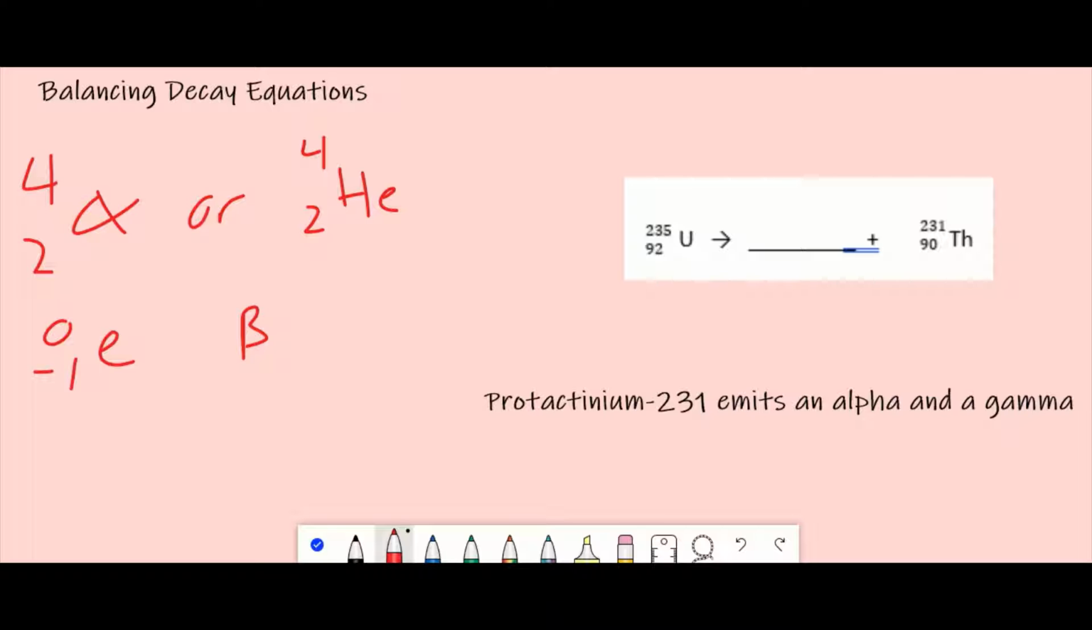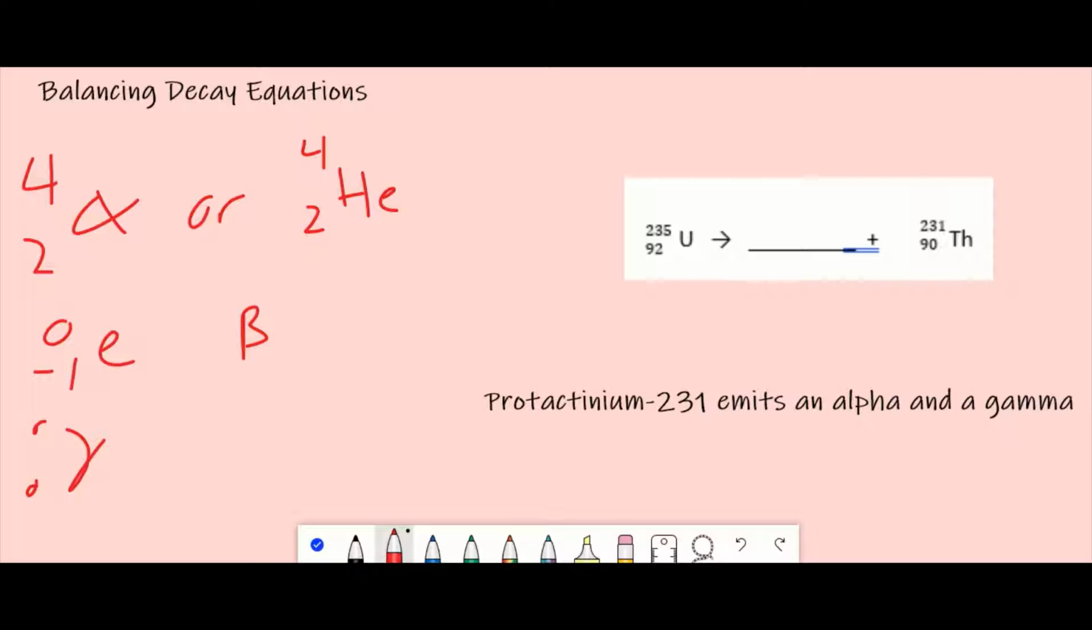And then gamma was just this. I like to put a 0, 0 here, just to let people know that nothing really happens to the reaction. As in, the product will look the same as the reactant, but this little gamma is actually a lot of energy.